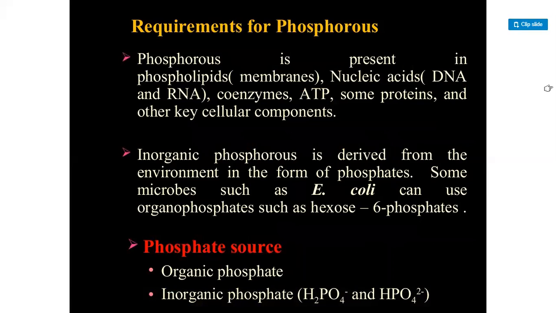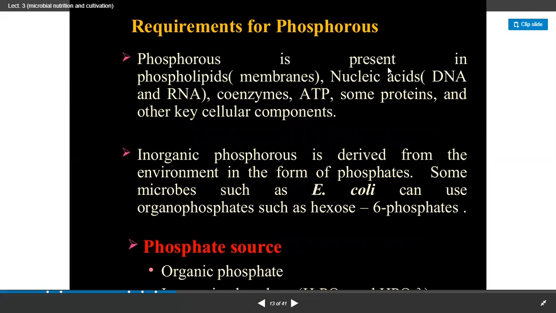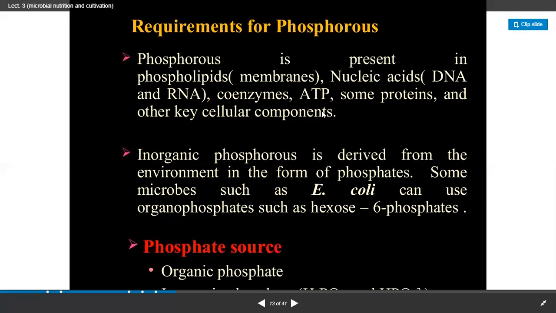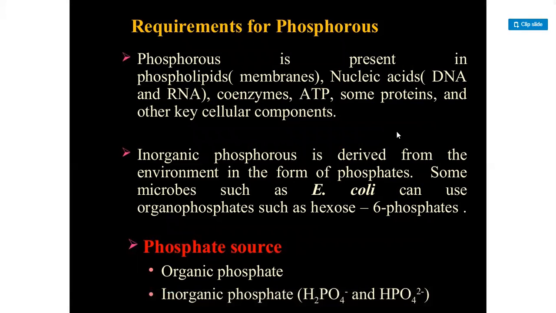Requirement of phosphorus. Phosphorus is present in the phospholipids, which are part of our cell membrane. Similarly, the phosphate group is also found in the structure of DNA and RNA. It is also found in ATP and in proteins. So it is a basic requirement. What are the sources of phosphorus? Phosphorus is found in organic phosphate and inorganic phosphate.